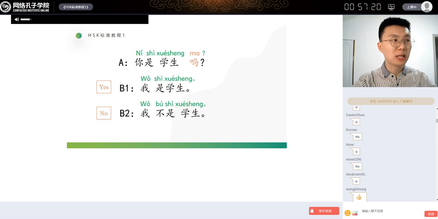Let's look at. We have two answers. We can say yes or no. No, we should use 不, put it before the verb 是. 我不是学生.